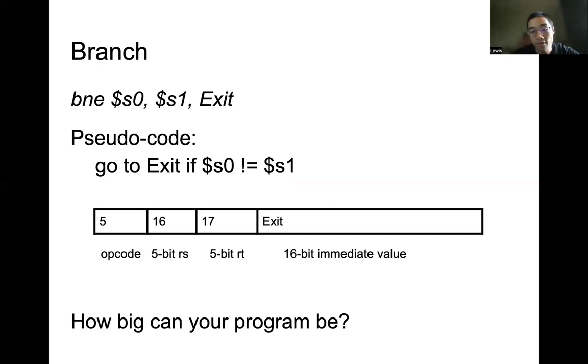But if you only have 16 bits, obviously that's not very ideal, because how big can your program be? Remember, your program is limited by the memory address that you can specify. So in this case, it's just 2 to the power of 16. That's not good if we want to write a large program.